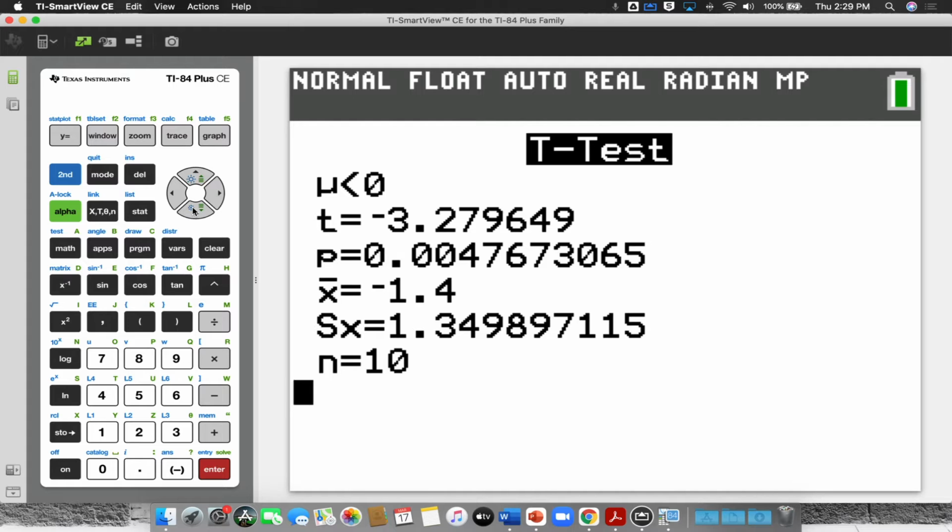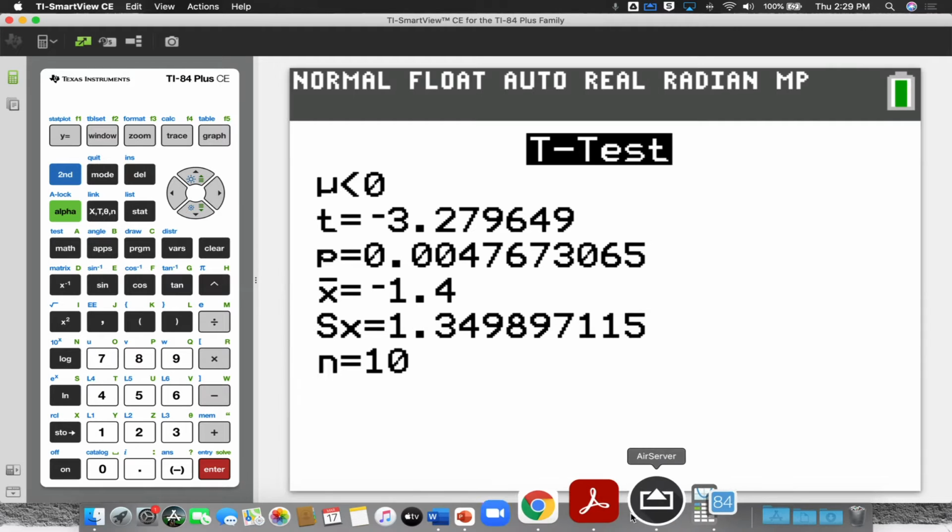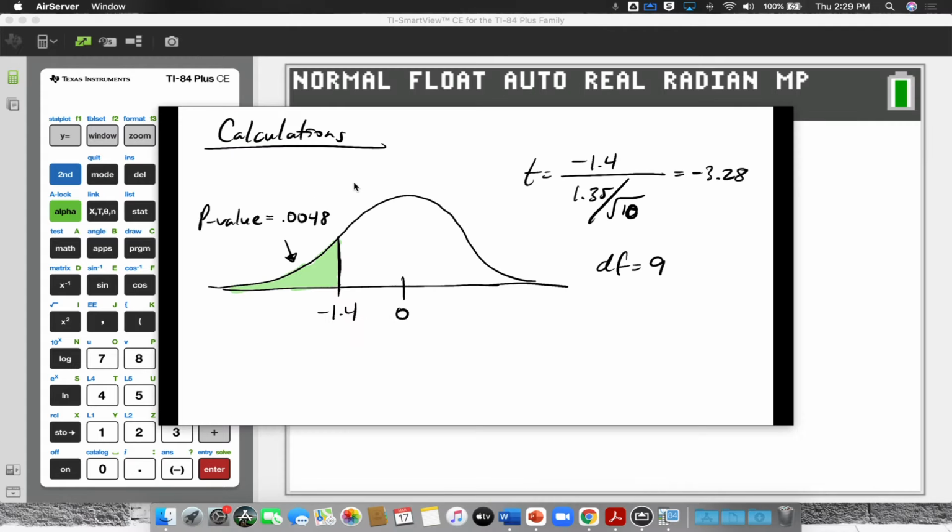Okay, so write down the p-value. The p-value is very small. The t-score is negative 3.28. And degrees of freedom is not written there, so just put degrees of freedom equals 9. And that's all we need. Everything else we have: x bar, s, n, we have those from earlier.